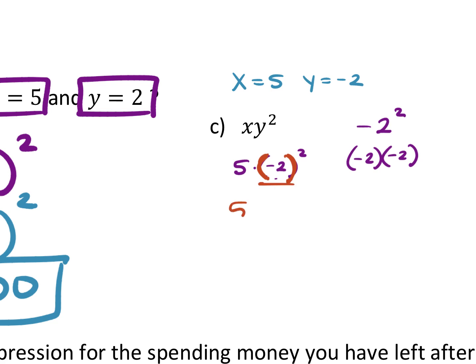Okay, so simplify this. Negative 2 squared is 4. So 5 times 4 is 20. Who got 20? Good job.